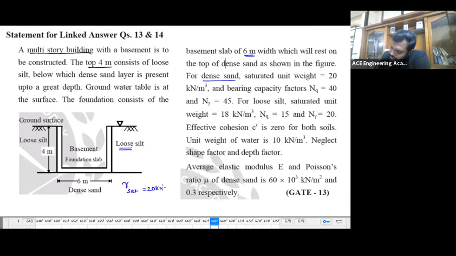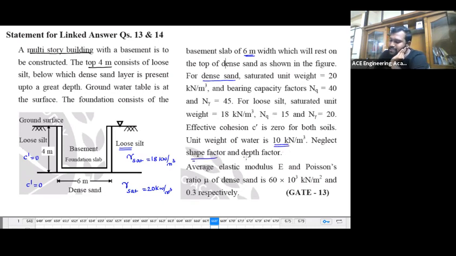I have given you for dense sand the saturated unit weight of 20 kN/m³, and the bearing capacity factors are Nq 40, Nγ 45. For loose silt, the saturated unit weight is 18 kN/m³, Nq 15, Nγ 20. Effective cohesion c' is 0 for both soils. Unit weight of water is 10. Neglect shape factor and depth factor.